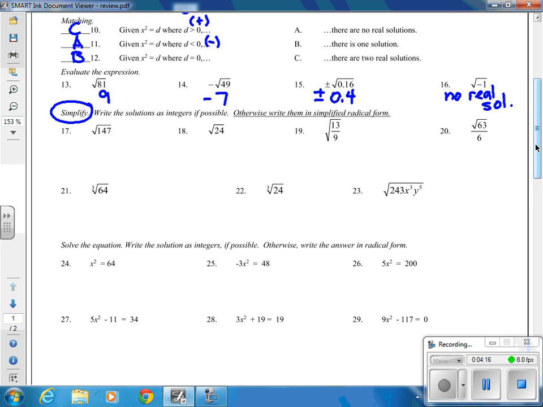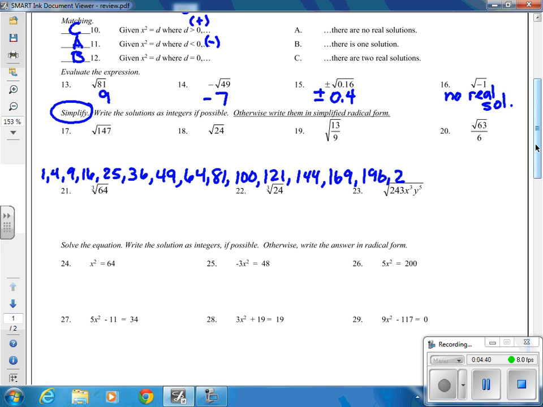So for 17 through 23, right, you're going to use the perfect square list, right, which remember is 1, 4, 9, 16, 25, 36, 49, 64, 81, 100, 121, 144, 169, 196, and 225. Okay, so we're using all of those numbers to help us with number 17 through 23. All right, for number 17, 147 doesn't look like it's got anybody that can divide in it, but if you take these numbers and you try it out, there is a perfect square in it, and it's actually 49.